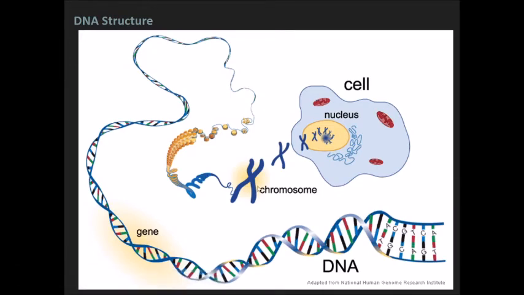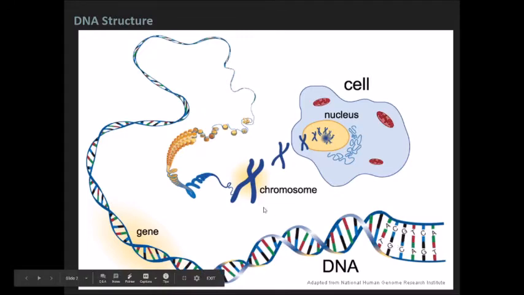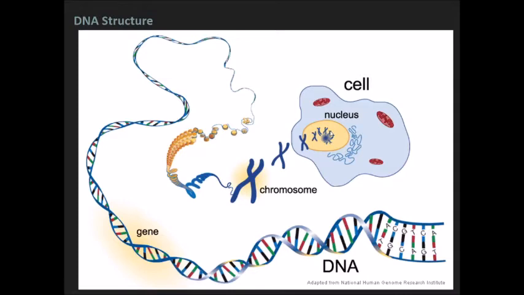So I want you to first make that connection. DNA coils up and coils up and coils up to make chromosomes. Chromosomes are found in the nucleus of the cell. Okay? The next thing I want you to understand about this picture is that this is real. You can imagine how long this is.